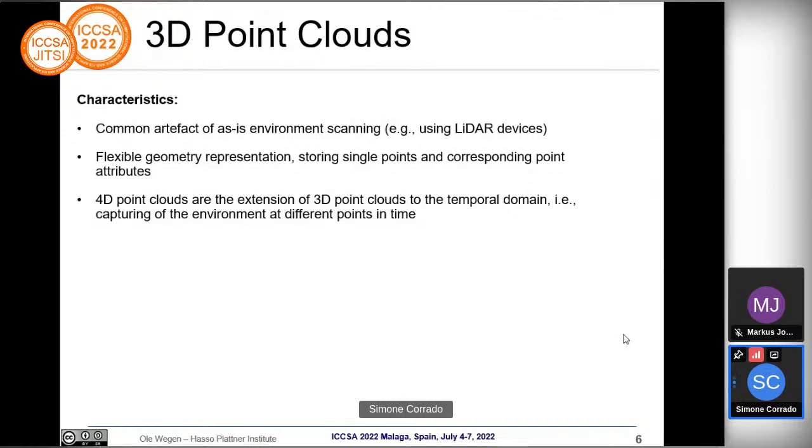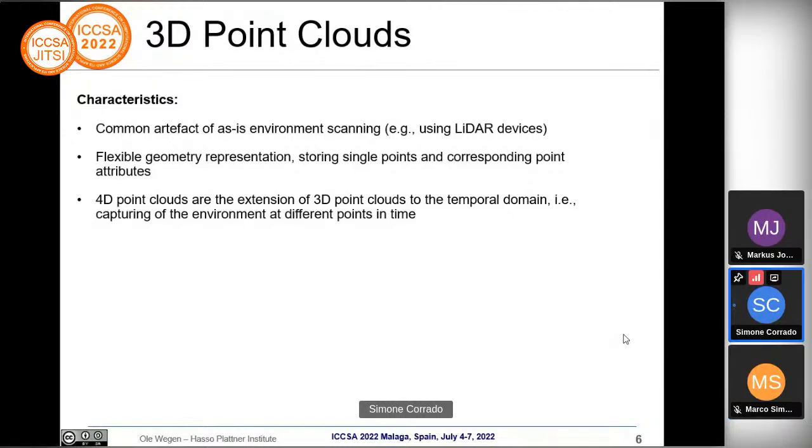And as I said before, a digital twin should also reflect all historical states. So we do not speak about 3D point clouds, but about 4D point clouds, which is an extension of the 3D point cloud into the temporal domain. So we have point clouds, for example, for a building for several timestamps.